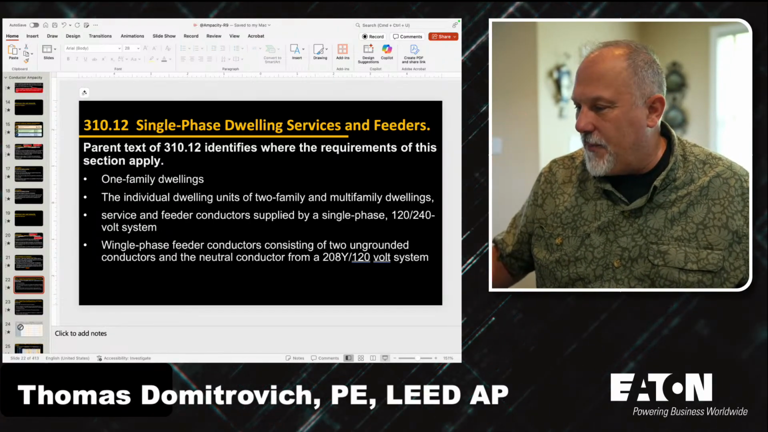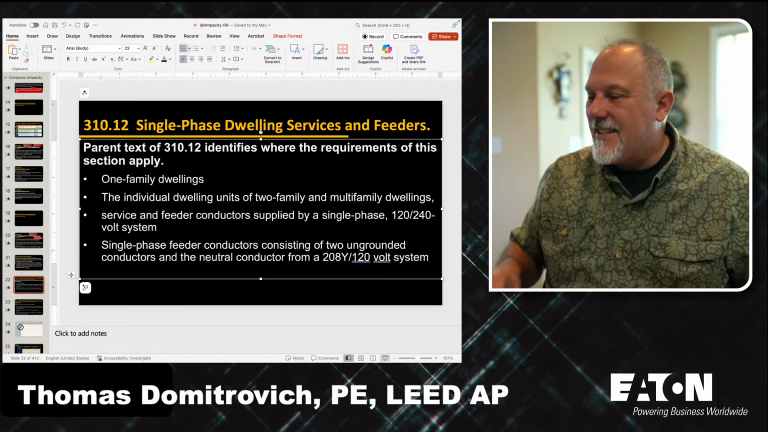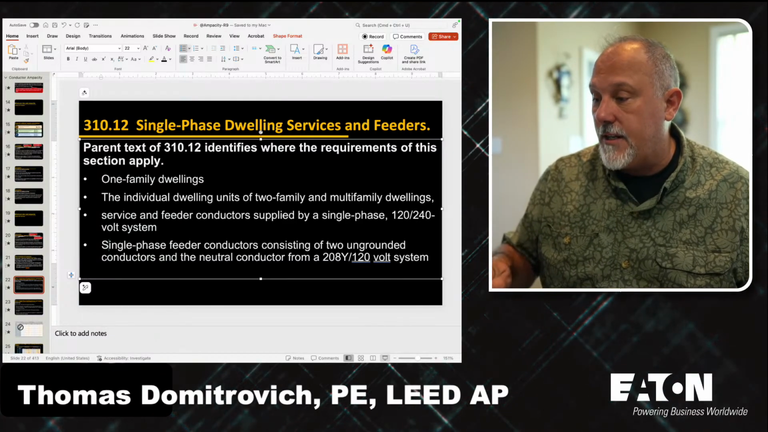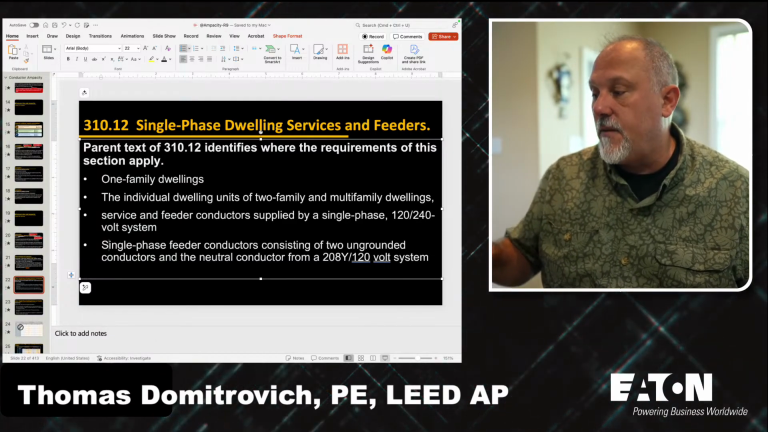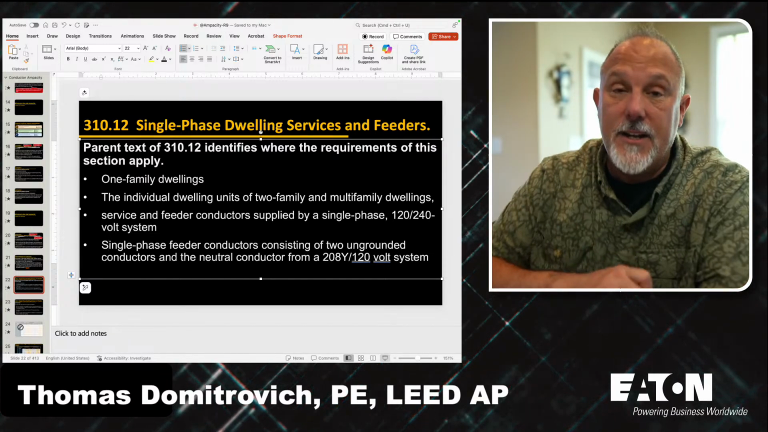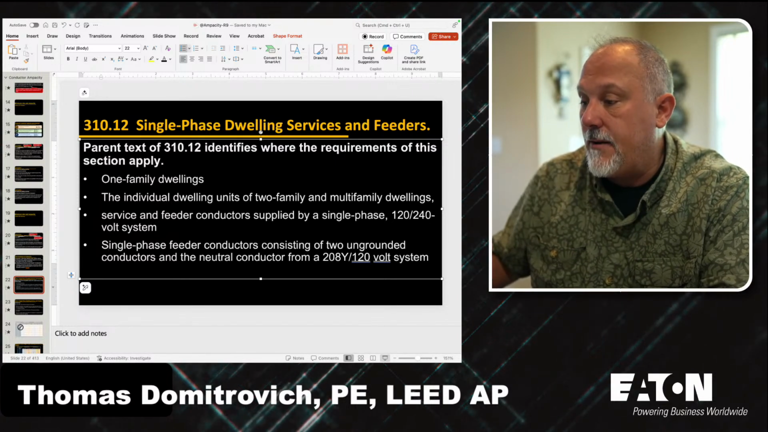And it says single-phase feeder conductors consisting of 2 ungrounded conductors and the neutral conductor from a 208Y/120 volt system. So this tells me I can also address feeder conductors. All right, that's the parent text.